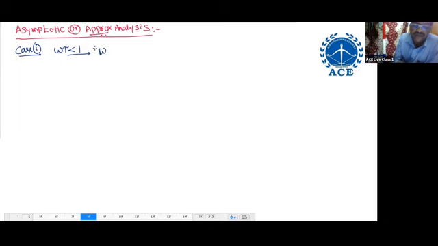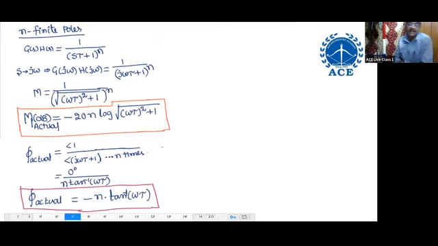Omega tau neglected. Omega tau is a small value, no? If omega tau is neglected here, what does the magnitude tell? This omega tau you neglect, make it 0. What am I getting? Minus 20 log 1.